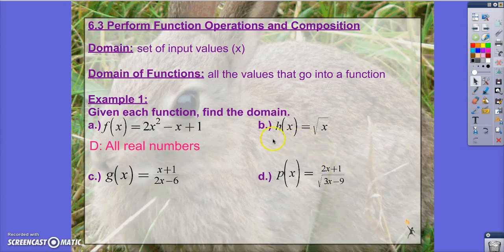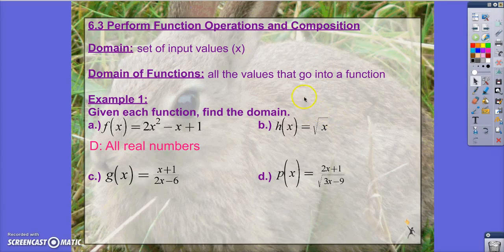All right. Now B is slightly different. Here we have a square root. Can you think back to what numbers cannot go under a square root? Hopefully you remember negative numbers cannot go under a square root. All right. So this one, I can plug in 0 and get a real number. I could plug in 1. Square root of 1 is 1. I could plug in 2. But what if I plugged in negative 4? If I plugged in negative 4 here, I get square root of negative 4, which is 2i.